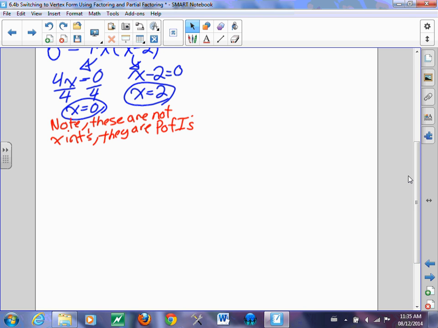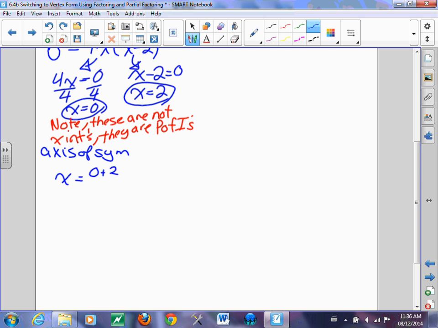Okay, but still, folks, we're back on track here. These are not zeros, but they're still points of intersection, which means they're still symmetry points. So you can still find the axis of symmetry by adding them up and dividing by 2. So x equals (0 + 2) divided by 2, so you're going to get x equals 1. What does that tell us, folks? That tells us that p equals 1.